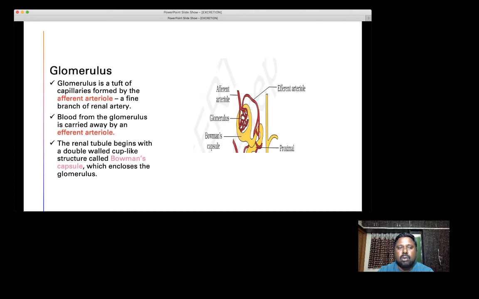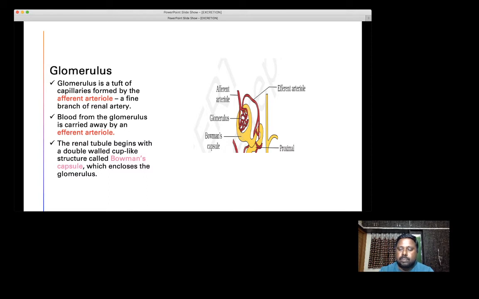First, the glomerulus. The glomerulus is a tuft-like structure formed by the afferent arteriole, which carries blood from different parts of the body to the glomerulus, and the efferent arteriole, which carries blood away from the glomerulus. Both form the glomerular structure. This structure is enclosed by a cup-like structure called the Bowman's capsule. Inside the Bowman's capsule is the glomerulus.